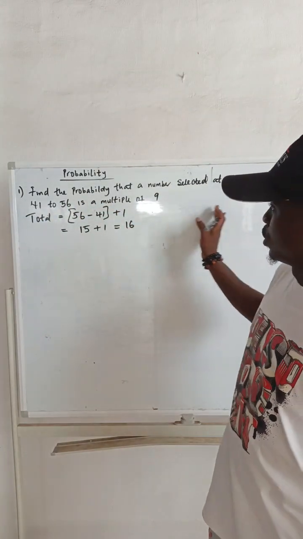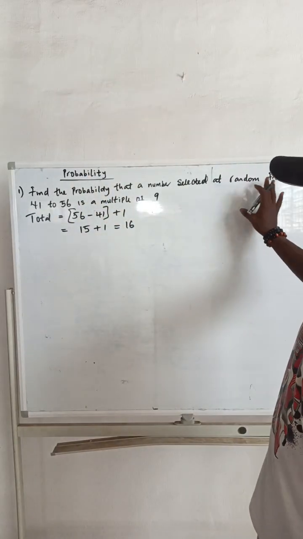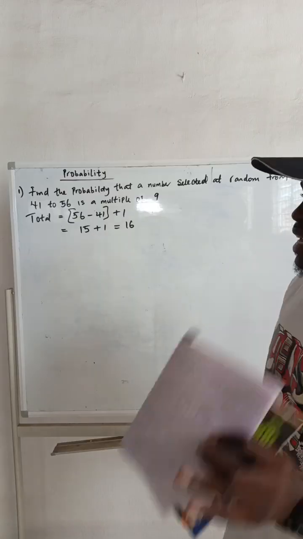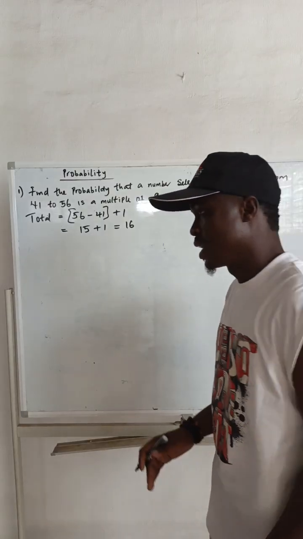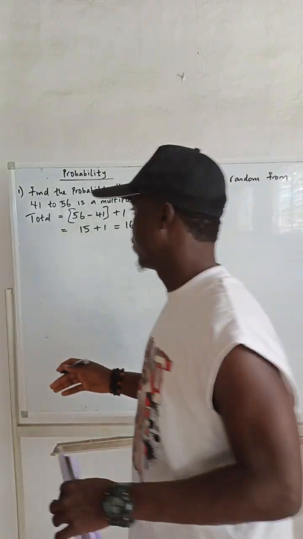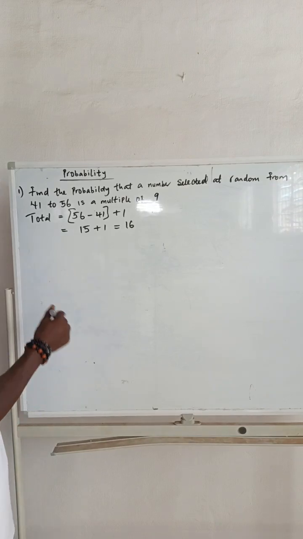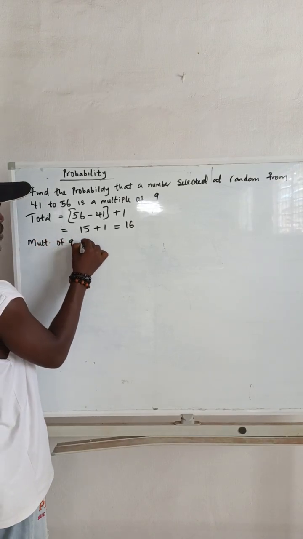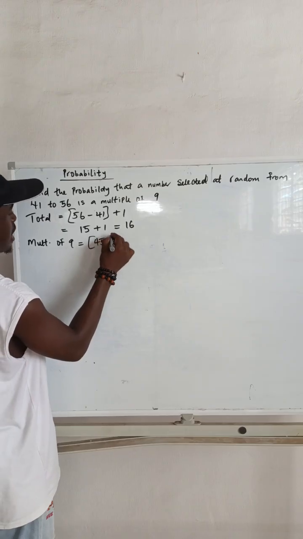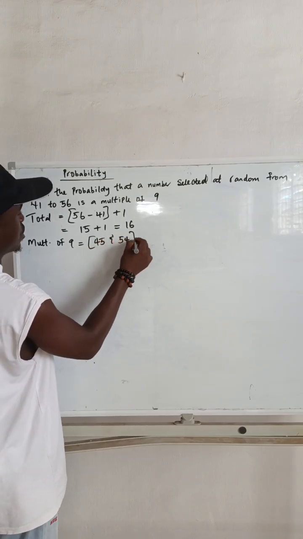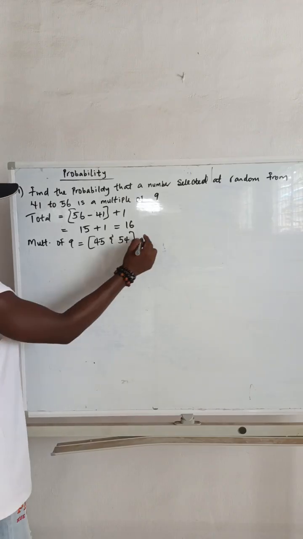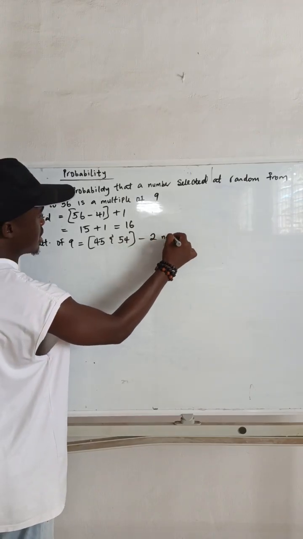Now, very easy. They want us to select a random number that is a multiple of 9. Let's see the multiples of 9 that we have here. They are 45 and 54. So that gives us just 2 numbers.